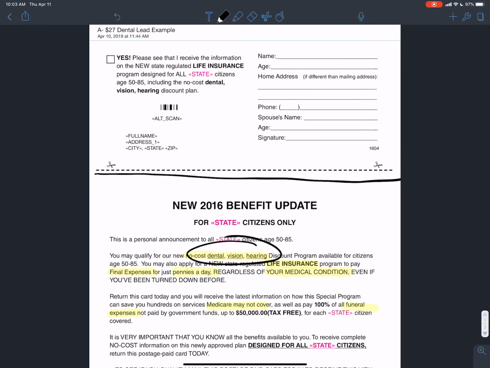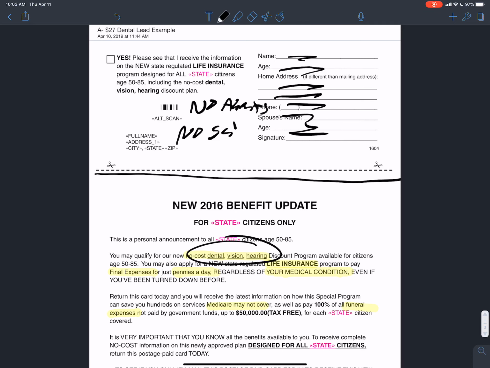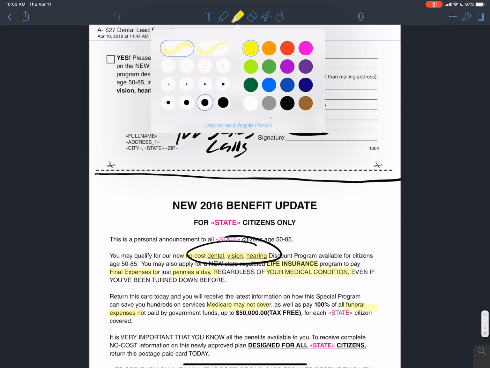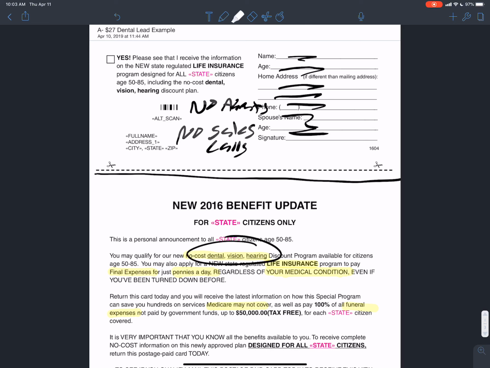Another credit is if someone writes on the lead. So if you get a lead card like this and someone writes on it, they write all the information, they write everything, and they write on the lead card, no agents, okay? Or they write no sales calls, something like that. They write something like that on the lead and they send it to you. What I like to do is I'll take my whiteout pen, and I'll go ahead and white it out. I'll try to white all this out until it's gone, and I'll just go to the house anyway.